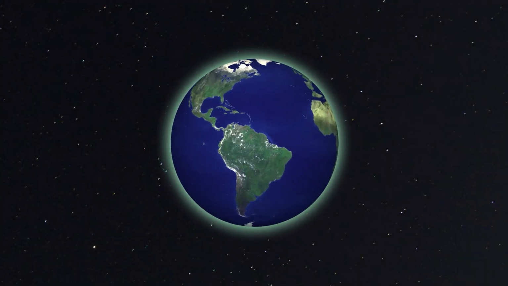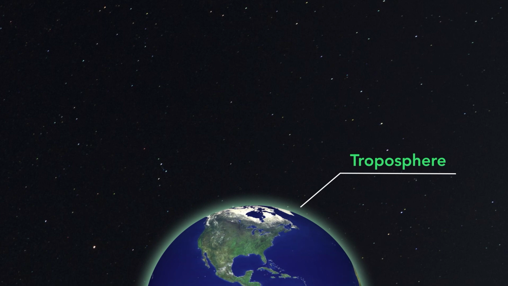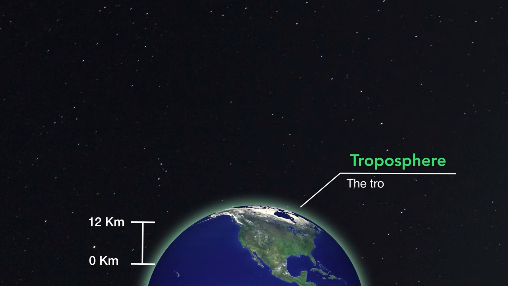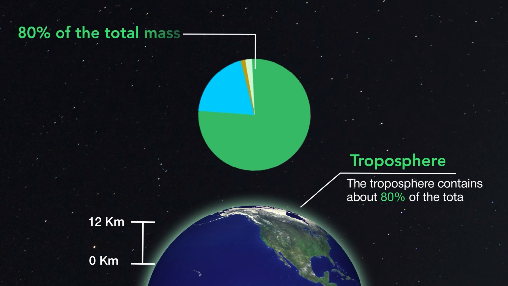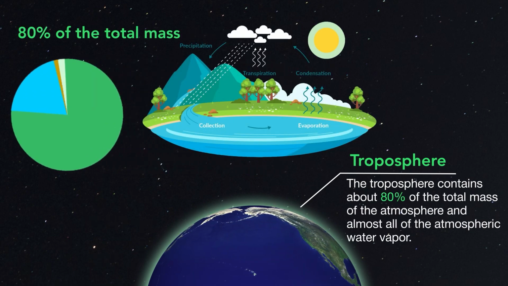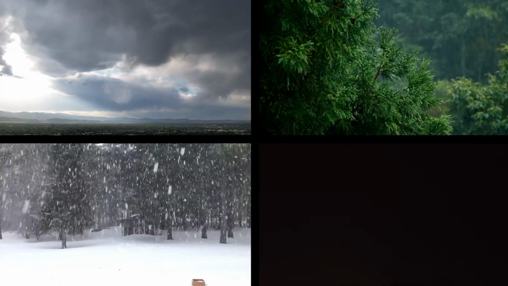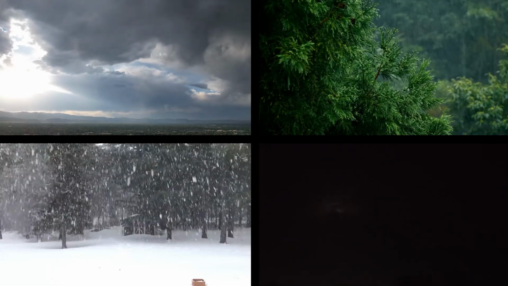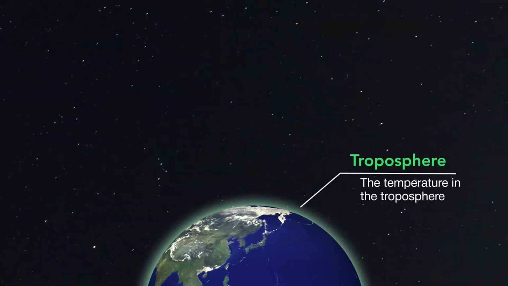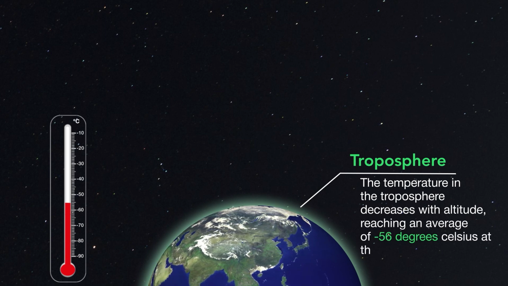The troposphere is the first layer of the atmosphere, extending from the surface of the Earth to an average height of about 12 kilometers. The troposphere contains about 80% of the total mass of the atmosphere and almost all of the atmospheric water vapor. The troposphere is where most of the weather phenomena, such as clouds, rain, snow, and storms, occur. The temperature in the troposphere decreases with altitude, reaching an average of -56 degrees Celsius at the top of the layer.